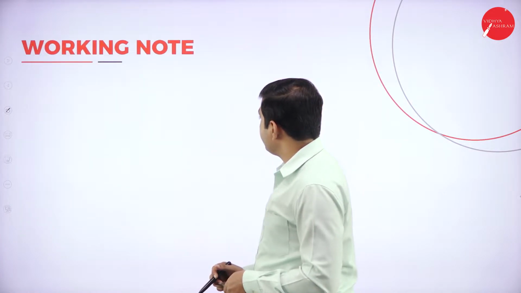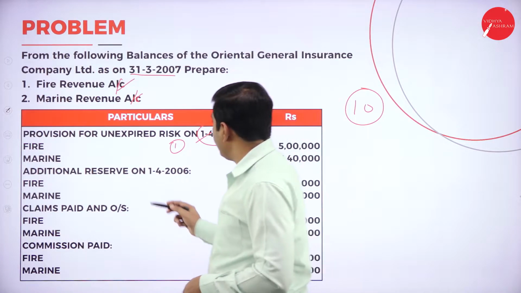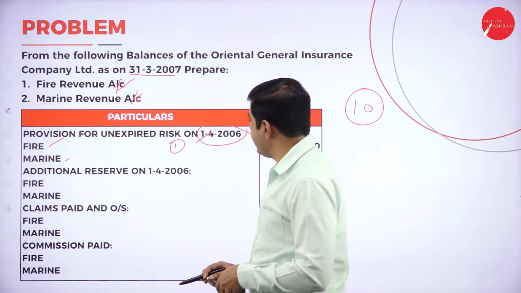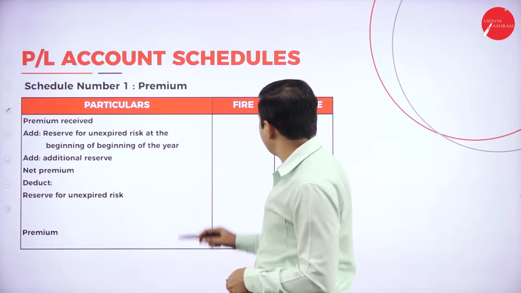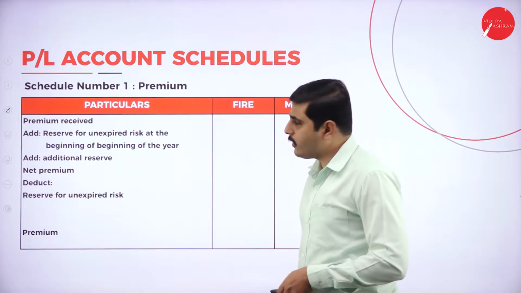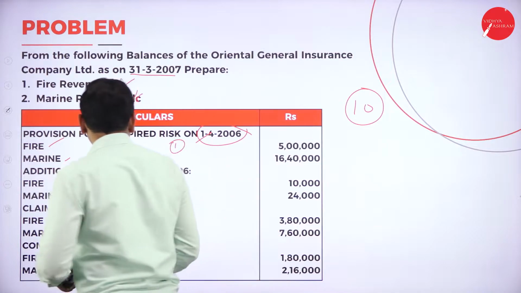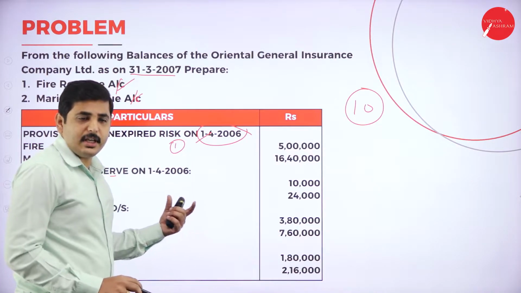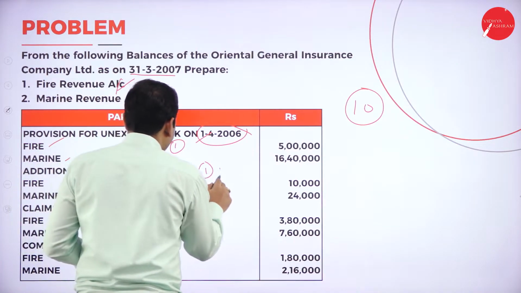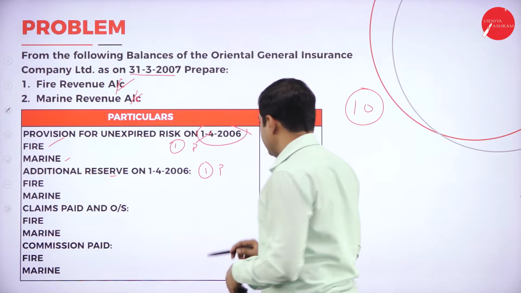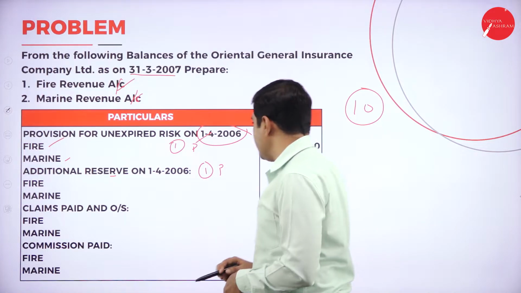Now let's go to the first point. So fire and marine. While doing the problem we should have fire and marine columns here. Okay, next one. What is the additional reserve? Any additional reserve we have to take in schedule number 1, premium. For fire it is 10,000. For marine it is 24,000.